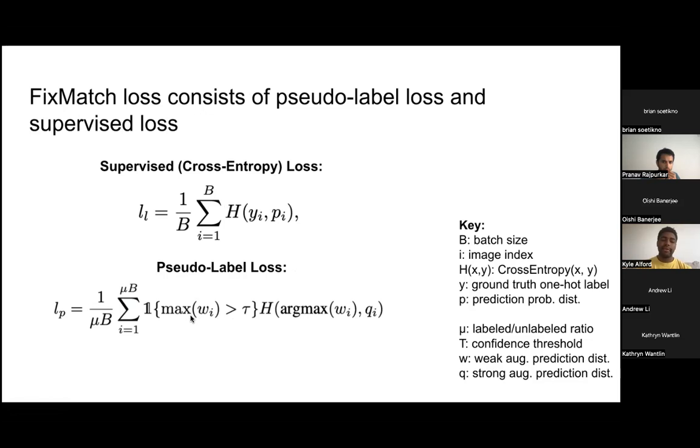And so if the maximum value probability within that distribution is above the threshold, this indicator function will evaluate to 1, and the cross entropy will be used. And if not, if it's less than that, this value is 0. And so then everything else is essentially tossed out. And just to define more terms, W here is the weakly augmented, that top branch distribution. And then Q here is the strongly augmented distribution. So calculating the cross entropy between these two.